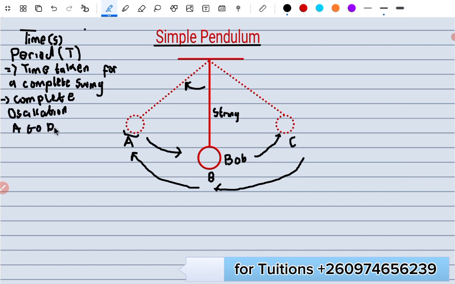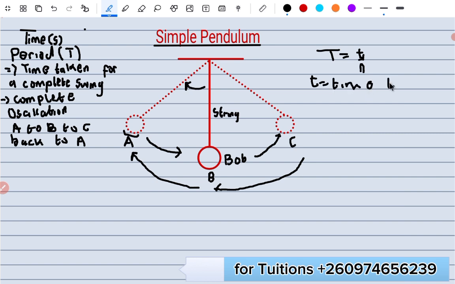A to B to C, back to A. The time it takes is called the period, and it is given by this formula: period T is equal to t over n. Now what is n? The small t is the time that it will take.